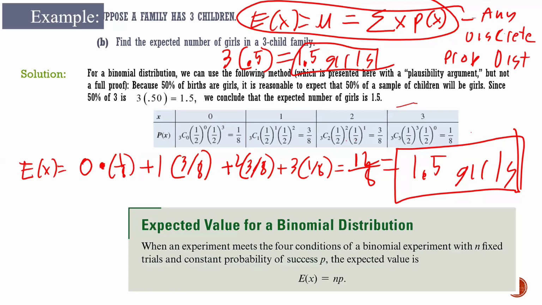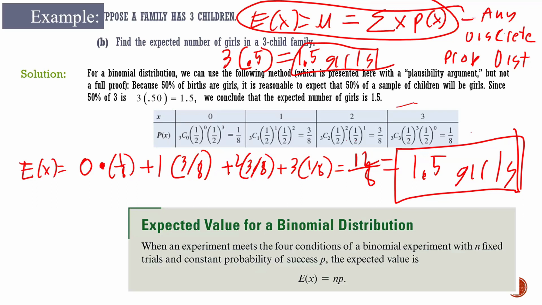Here's the intuitive method. I have n fixed trials. In this case, I had 3 trials. On average, half my trials are successful, so I would expect 1.5 successes. So this is very intuitive if you think about this. The expected value for a binomial distribution is simply equal to np. You know this. You just didn't think you did. Mars knew this. He just said it.